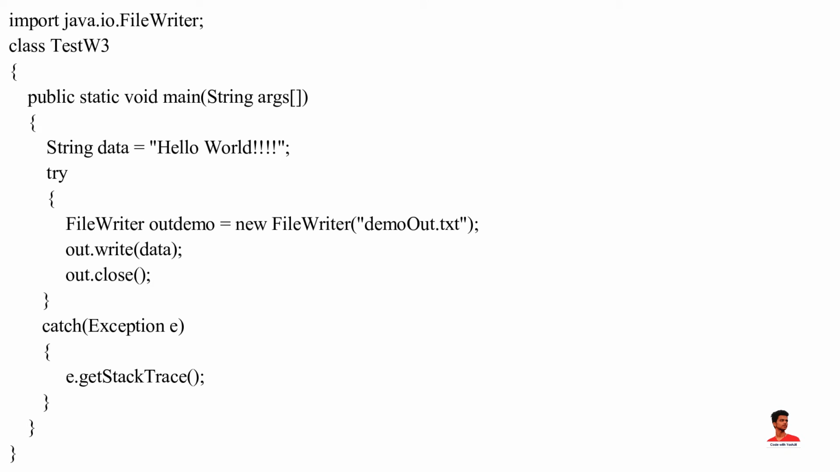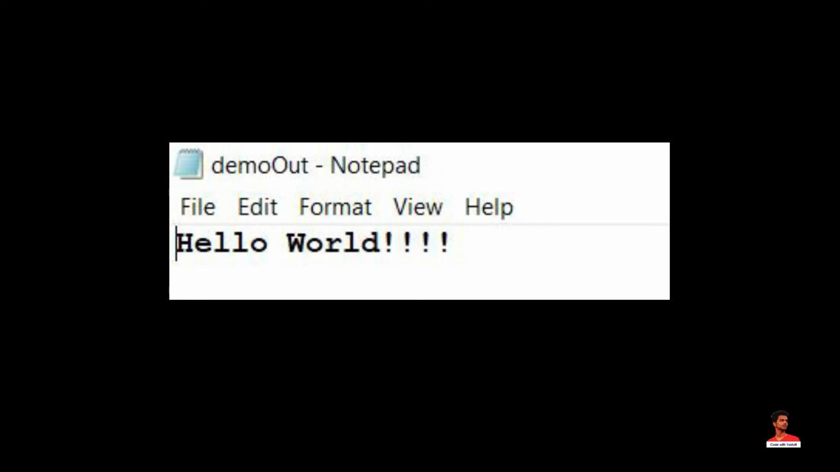In this example, we have created a FileWriter named outDemo. The FileWriter is linked with the demo out.txt file. To write data to the file, we have used the write method. Here when we run the program, the demo out.txt file is filled with this content.